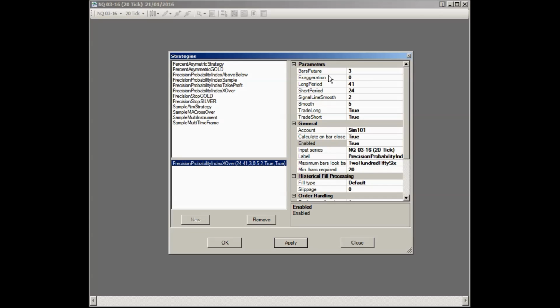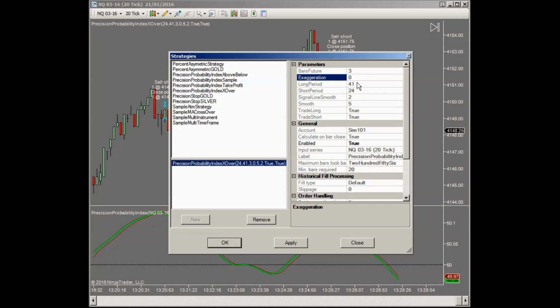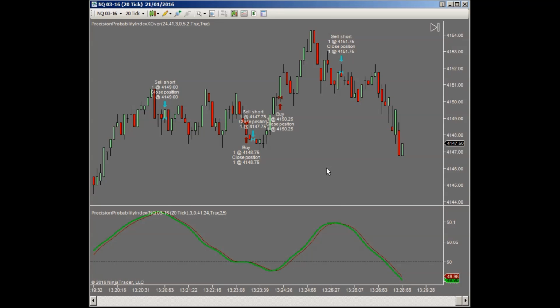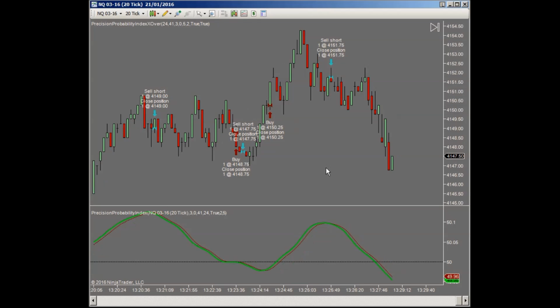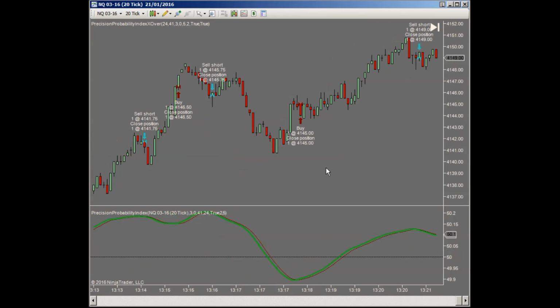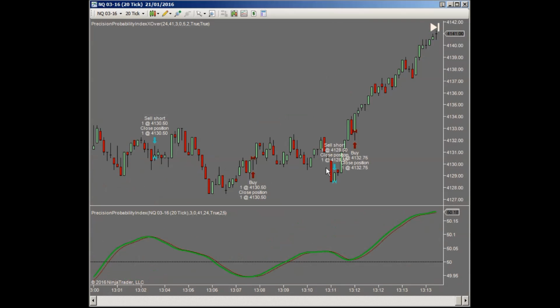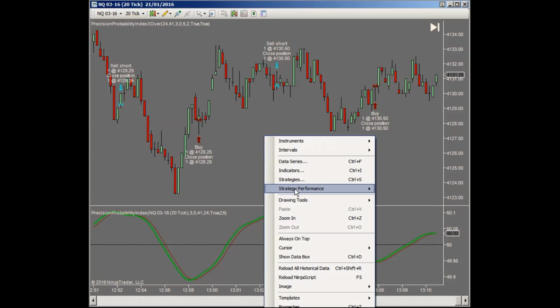While we're waiting for that, this factor is called the exaggeration factor, and what it does is distort the plot. When it's set to 0, it gives an accurate percentage probability. If you put in a bigger number like 1 or 2 or 100 or 200, the plot can become distorted. The reason for this is to make the product more flexible, so it can work like a binary trend indicator.